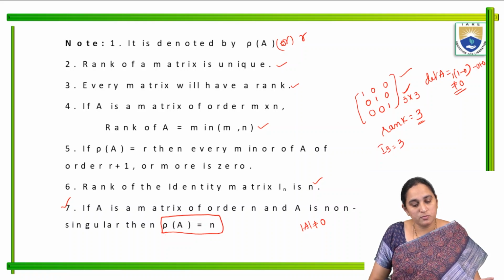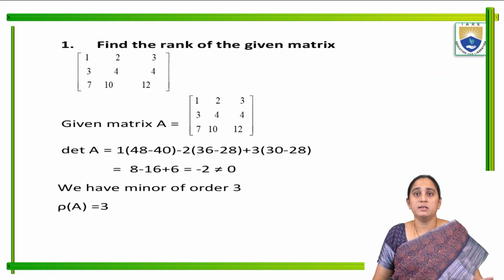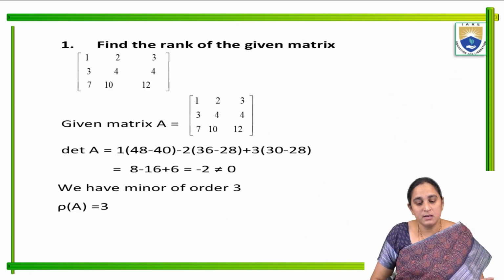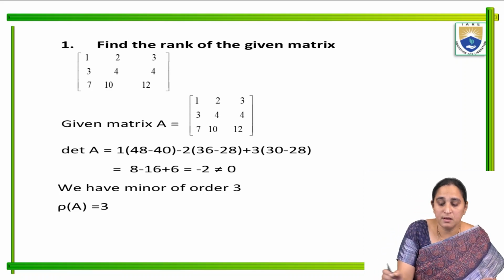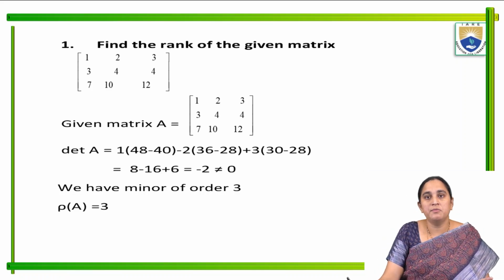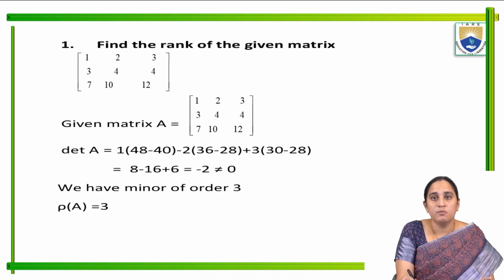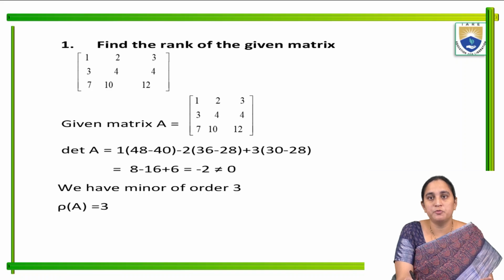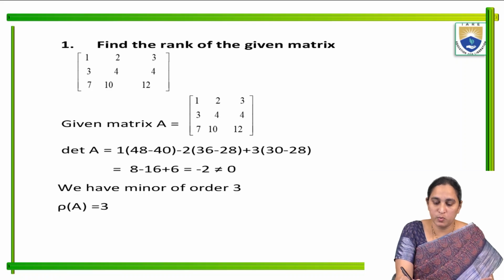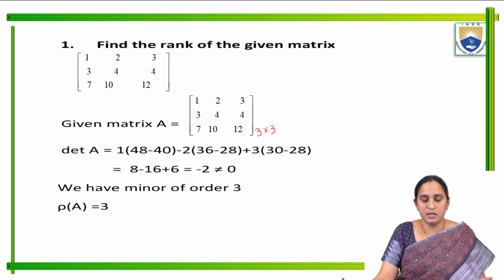For the first question on the rank of a matrix: find the rank of the given matrix A. What is the given matrix here? 1, 2, 3, 3, 4, 4, 7, 10, 12. What about the order of the matrix? This is 3 by 3.